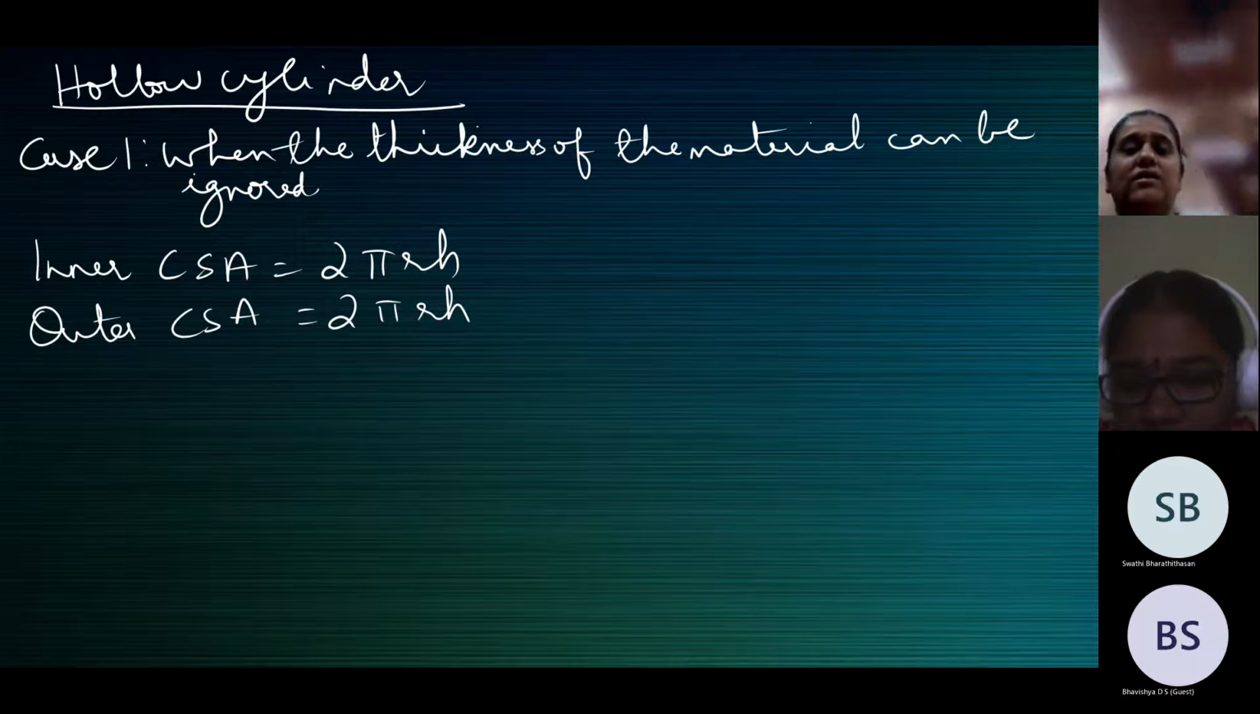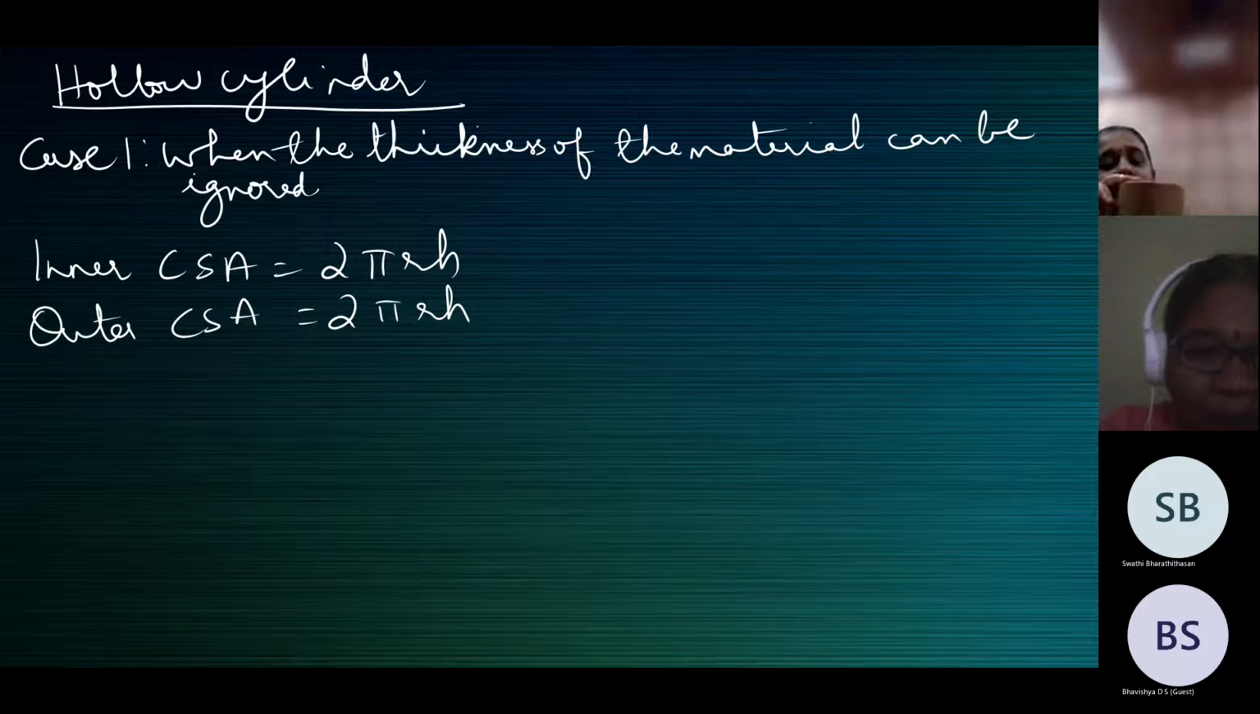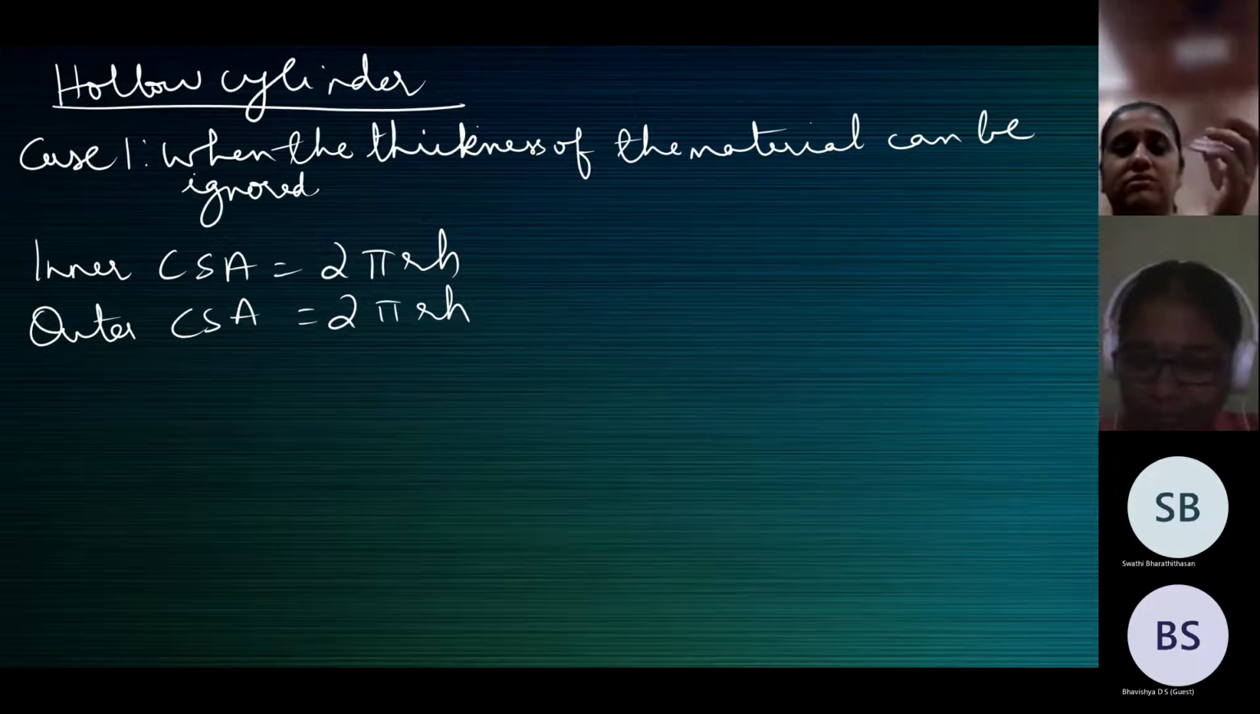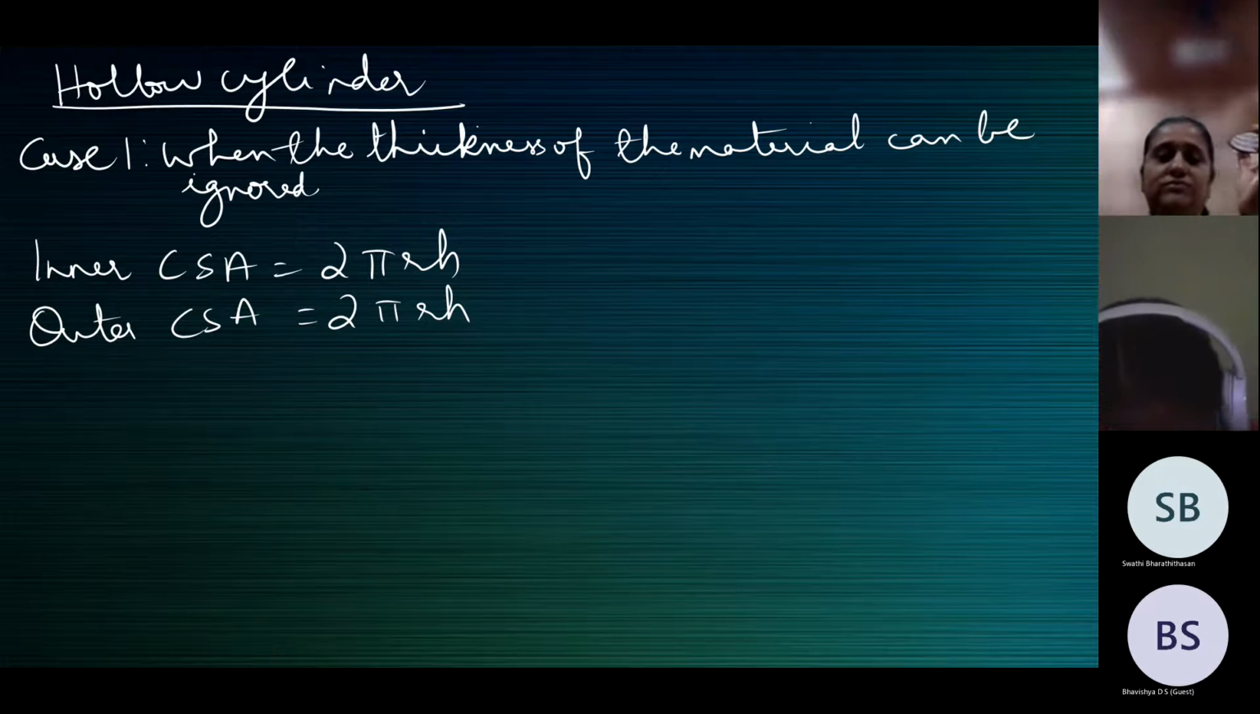All right, children. So this is case one, when the thickness of the material can be ignored. It's so thin, it can be ignored. Then the inner CSA and the outer CSA both are the same. Write down this one, children.